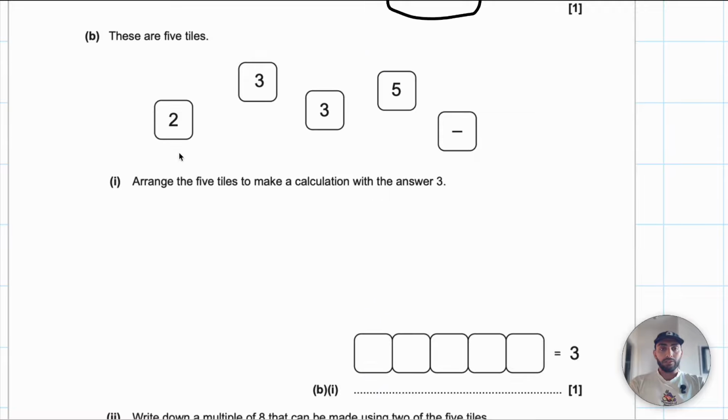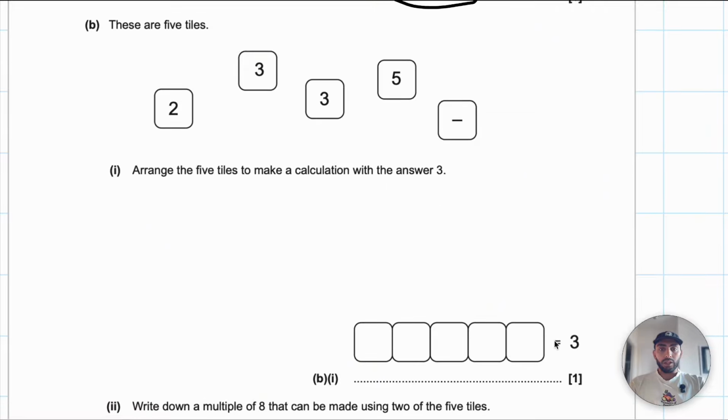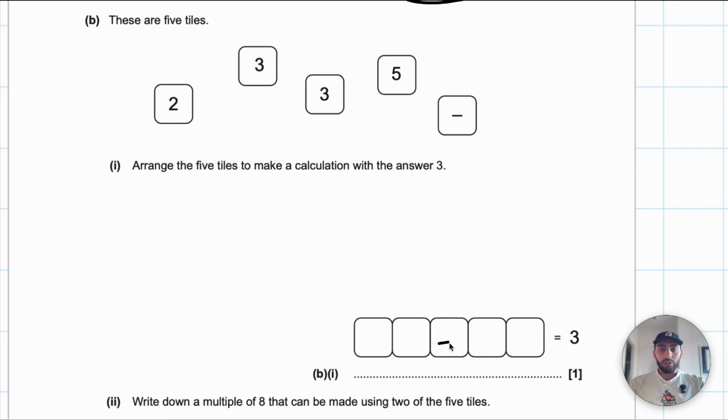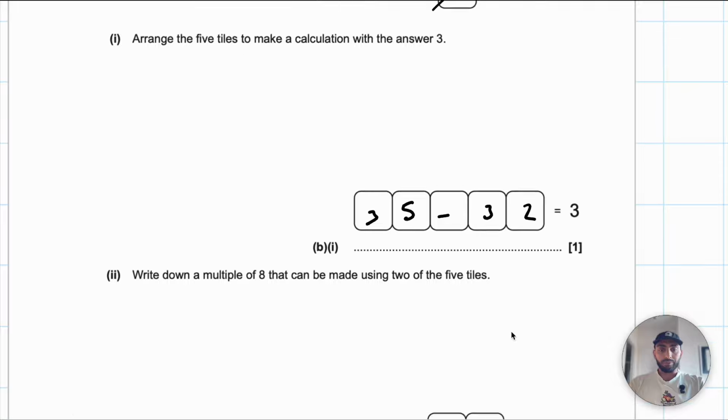Part B. These are 5 tiles. Arrange the 5 tiles to make a calculation with the answer 3. So we're looking for a calculation with a minus because that's that takeaway. And we need to end up with 3. So I can use 5 and 2 as my units because that will get me a 3. And 35 take away 32 would work.